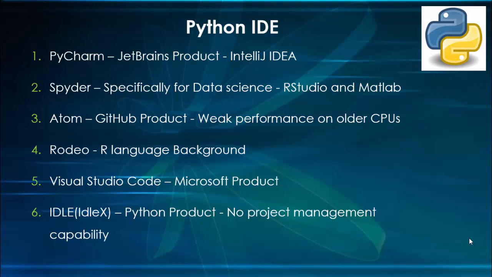The third one is Atom. Atom is also good in every aspect when compared to other top tools because it's a GitHub product. But the only issue with this tool is that it has very weak performance on older CPUs. So that is one big drawback which needs to be noted down. And fourth, Rodeo. If you already know R language and want to learn Python, then you can use this tool. If you want to do machine learning with the help of R language, then Rodeo is the best option.